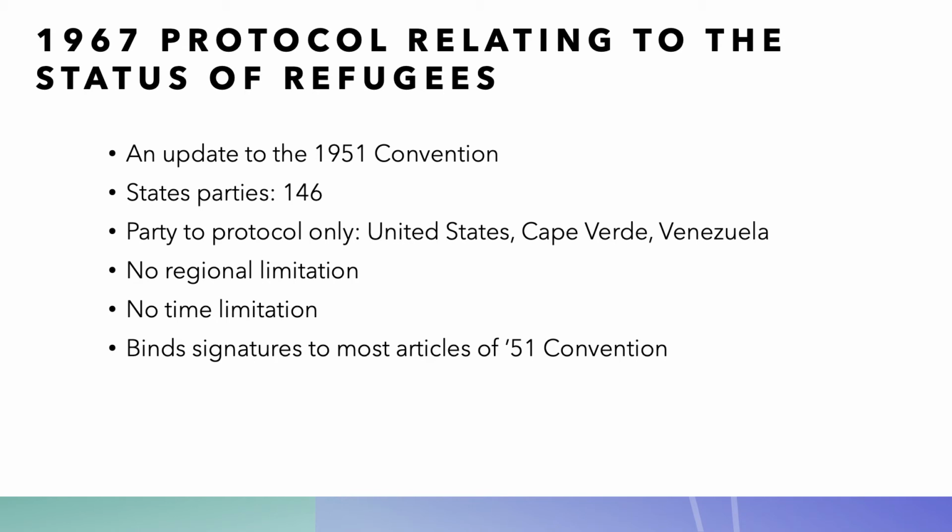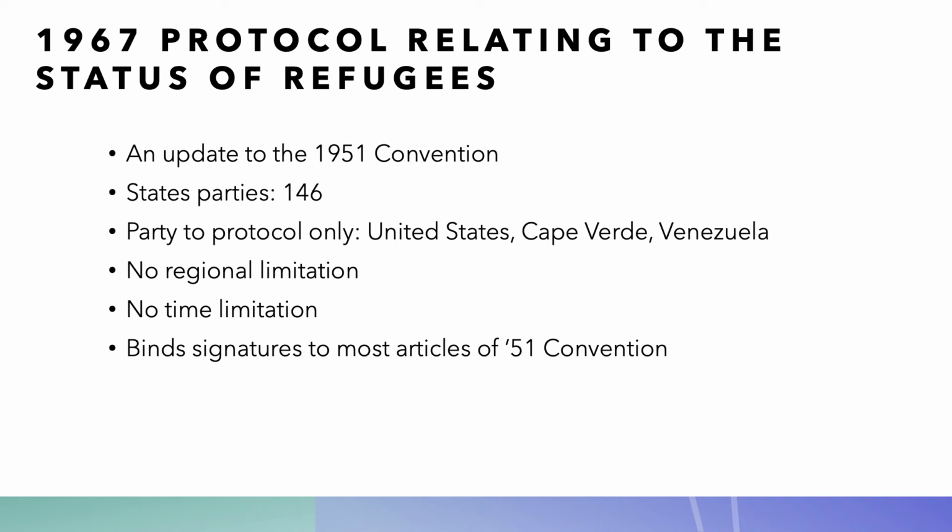So in 1967, there was an update to the 1951 convention, and around the same number of state parties to it. Interestingly, the US, along with a couple of other countries, has only signed on to the protocol. We signed on in 1968. And what the protocol did was basically incorporate most of the articles of the 1951 Convention, and it binds signatories to the concepts contained within the original Refugee Convention. But it took away any regional limitation or any time limitation. So it recognized that a refugee could be somebody from anywhere in the world at any time.